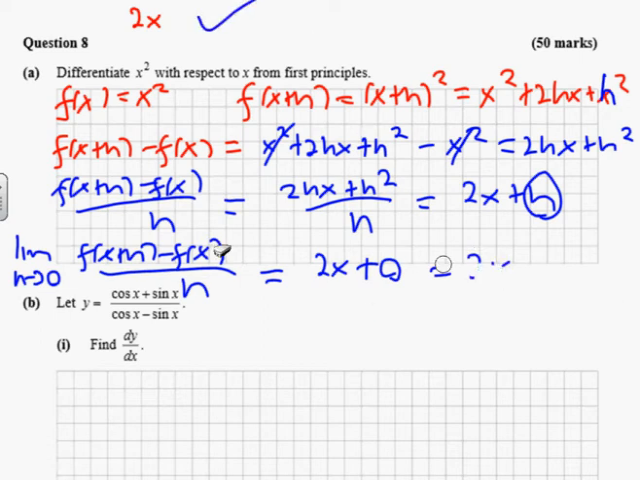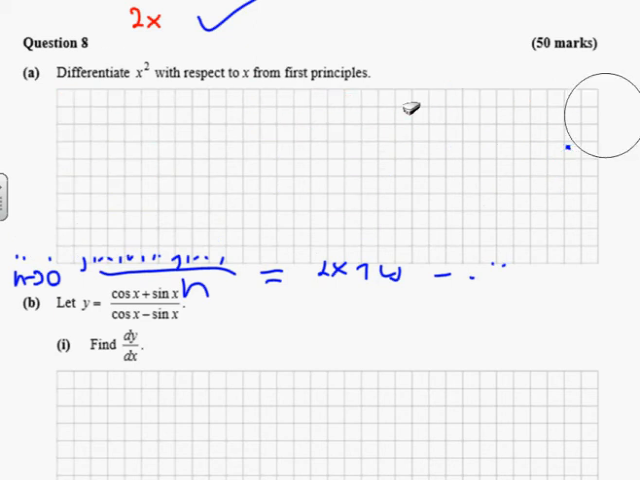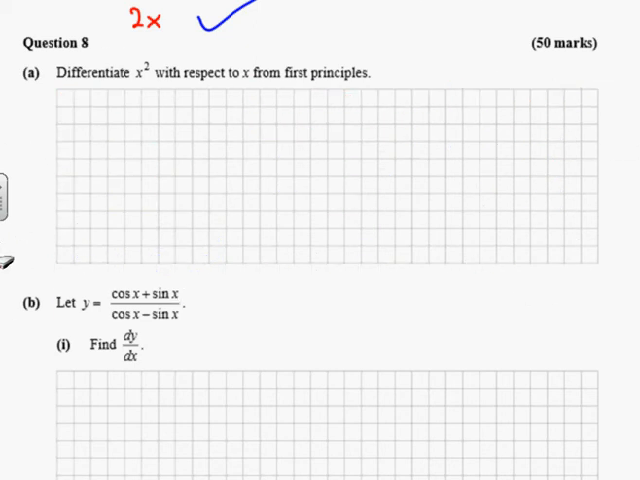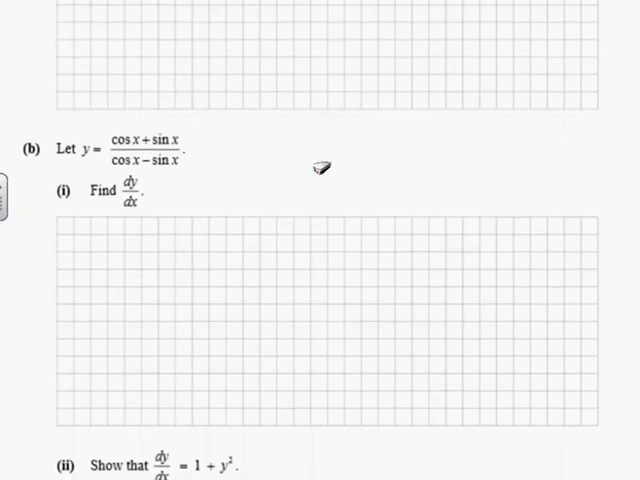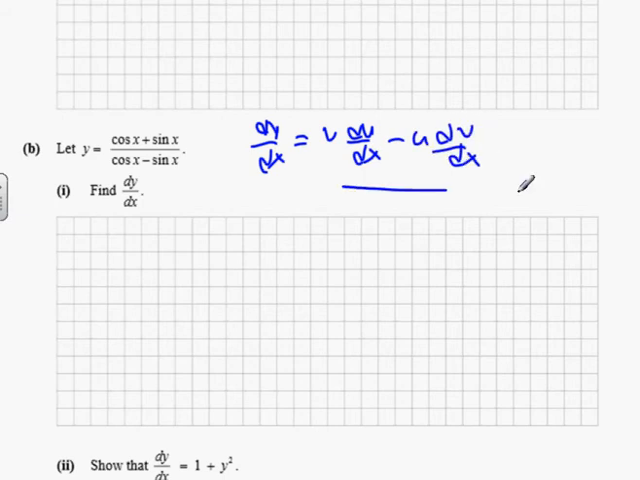Okay, next question. The next question is let y equal cos x plus sin x, all over cos x minus sin x. Find the first derivative. Well, we have a quotient rule, where the quotient rule is equal to v times du dx minus u times dv dx, all over v squared.